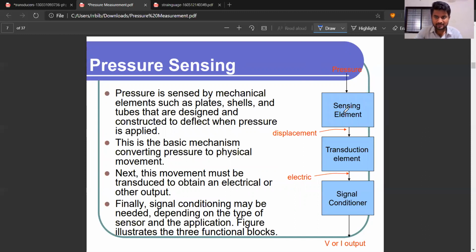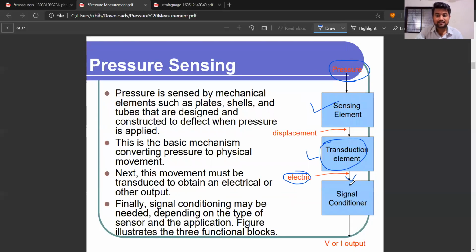See, this chart is helpful here. Pressure is a physical quantity. By using a sensing element we sense the pressure. Suppose the sensing element creates a displacement, then we use a transduction element to convert that pressure or physical quantity into another quantity. It may be a mechanical quantity or an electrical quantity. Suppose you convert it into an electrical quantity.